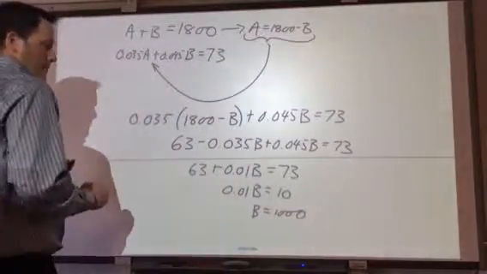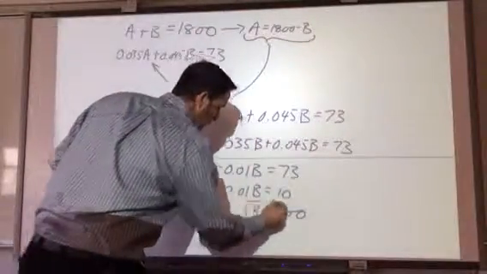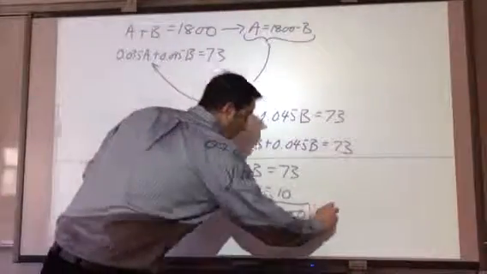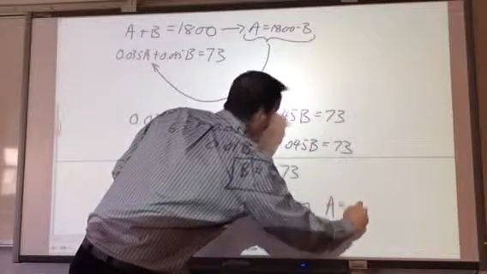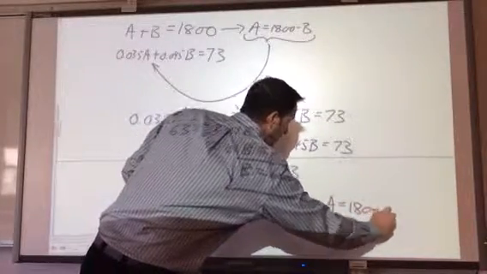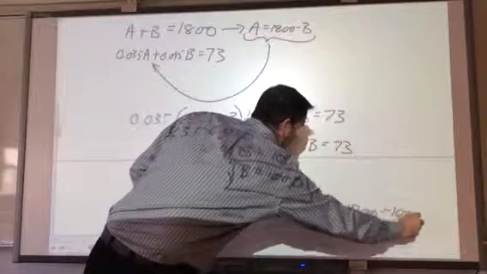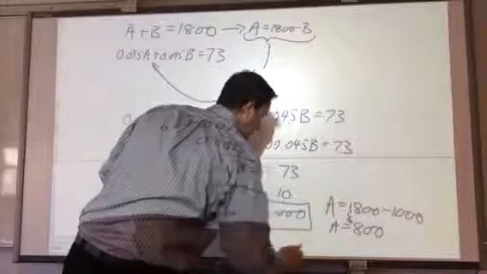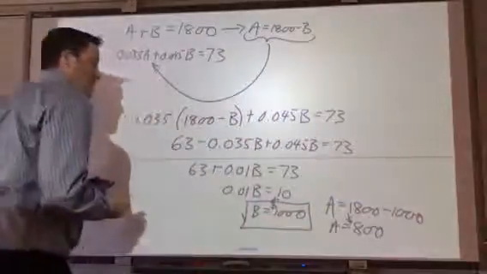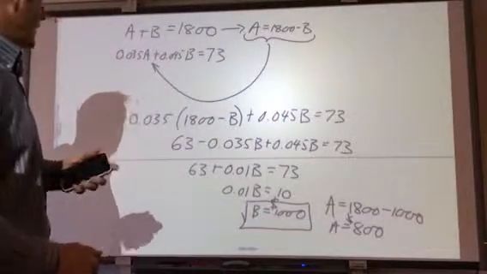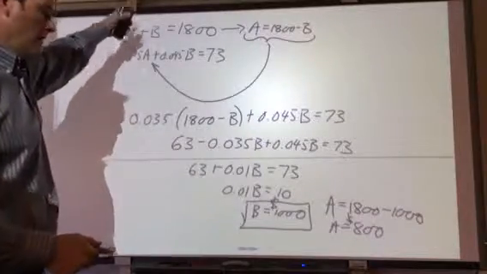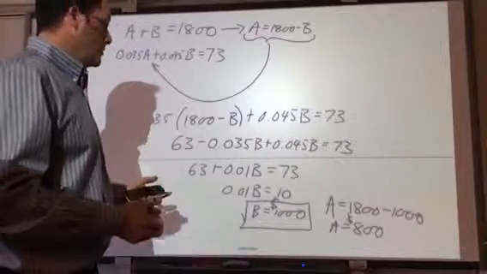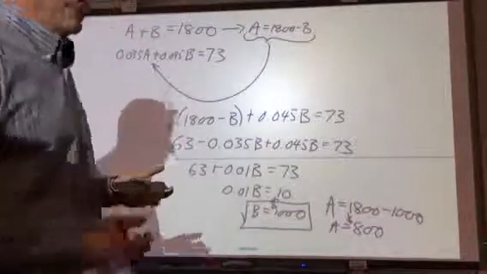So now that I know B equals 1,000, I can find out that A equals 1,800 minus 1,000. So A equals $800. So they invested $1,800. 800 was in A, and 1,000 was in B. And that's using substitution to solve after you have the equations.